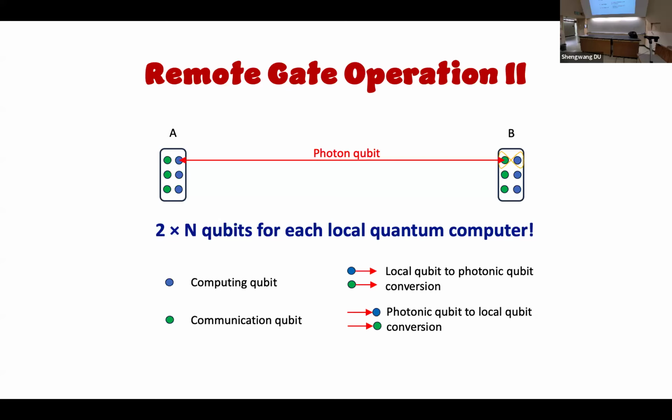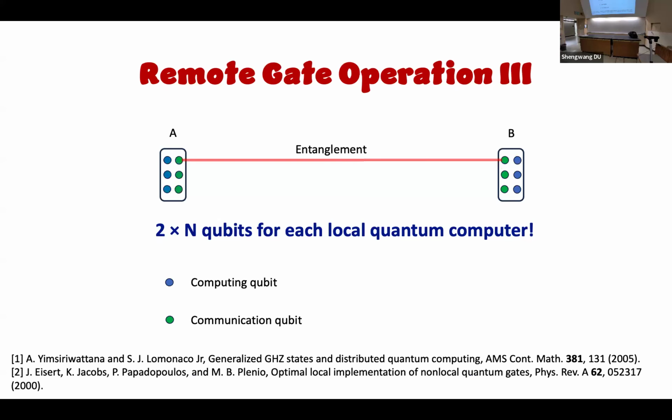And for example, if you can connect, let's say, A and B, you can convert this computing qubit to a photon, send the photon to here, and convert it to this computing qubit. Then locally here, you can do the quantum computing. So this is another way, which requires converting to a photon. This is one possible way.